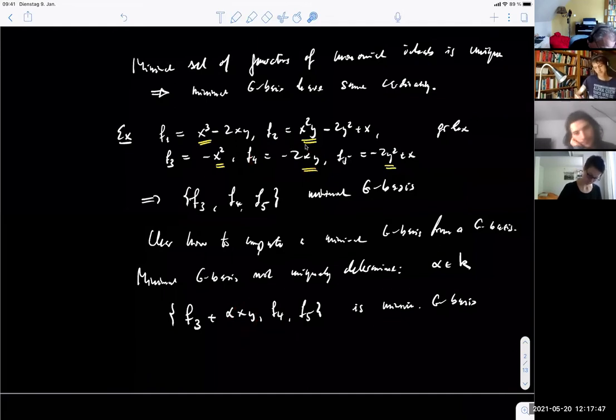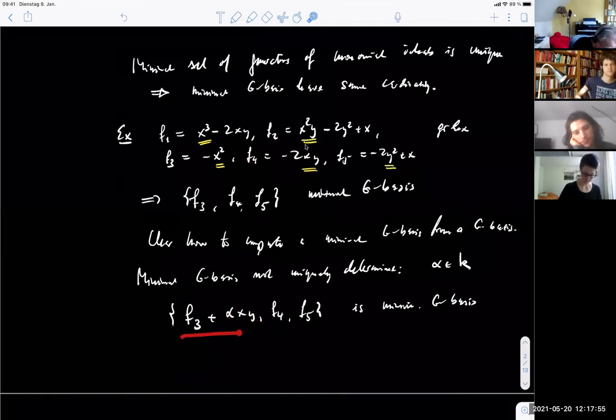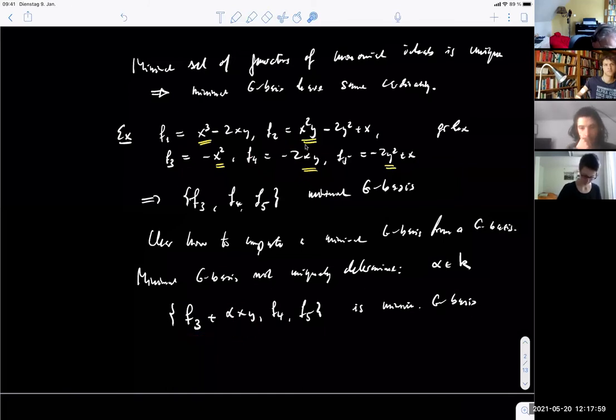And then, if we check minimality, we only have to look at the leading term. So I only changed something here. I add alpha xy to F3, but it doesn't change the leading term. F3 plus alpha xy still will have this leading term. So it's clear, it's also a minimal Gröbner basis.